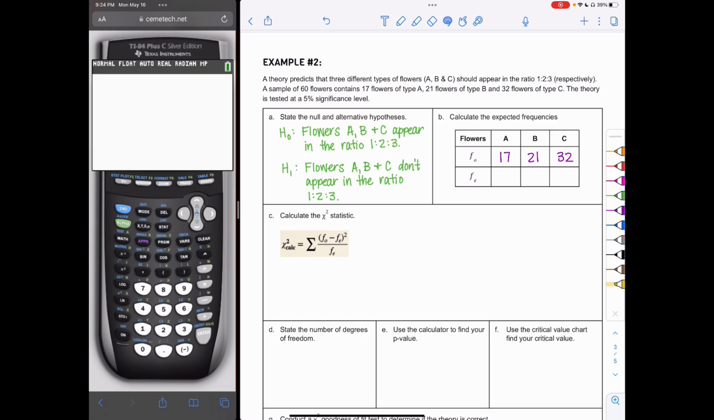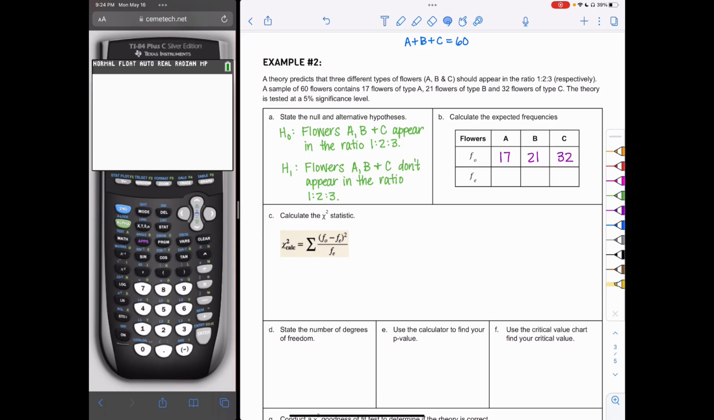In order to see if the flowers appear in that ratio of 1 to 2 to 3, we have to understand what that means. That means that the number of type B flowers you should have is going to be double the amount of A. And the type C flowers are going to be triple the amount of A. So the number of flowers of type A, B, and C should add together to give me 60 flowers total.